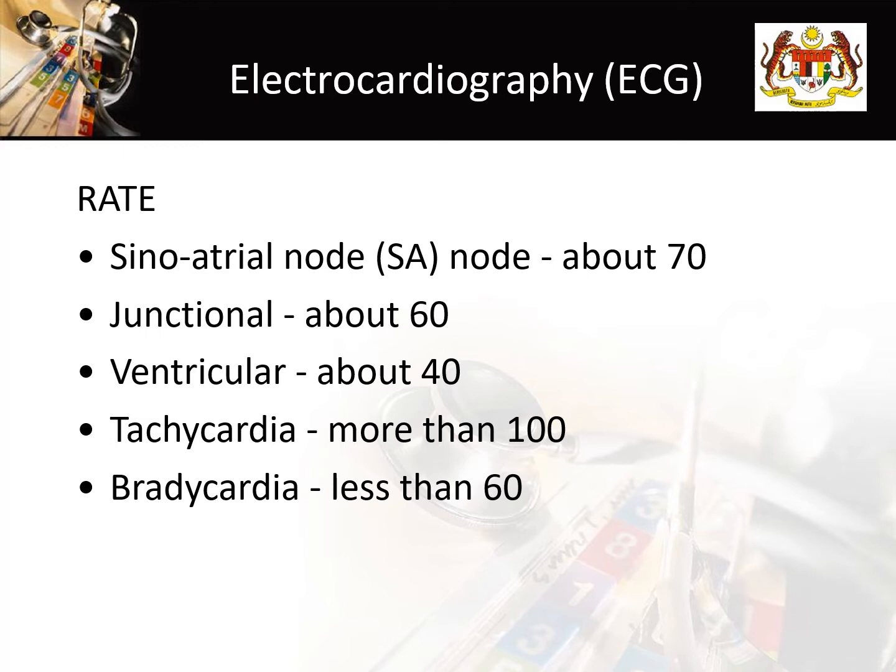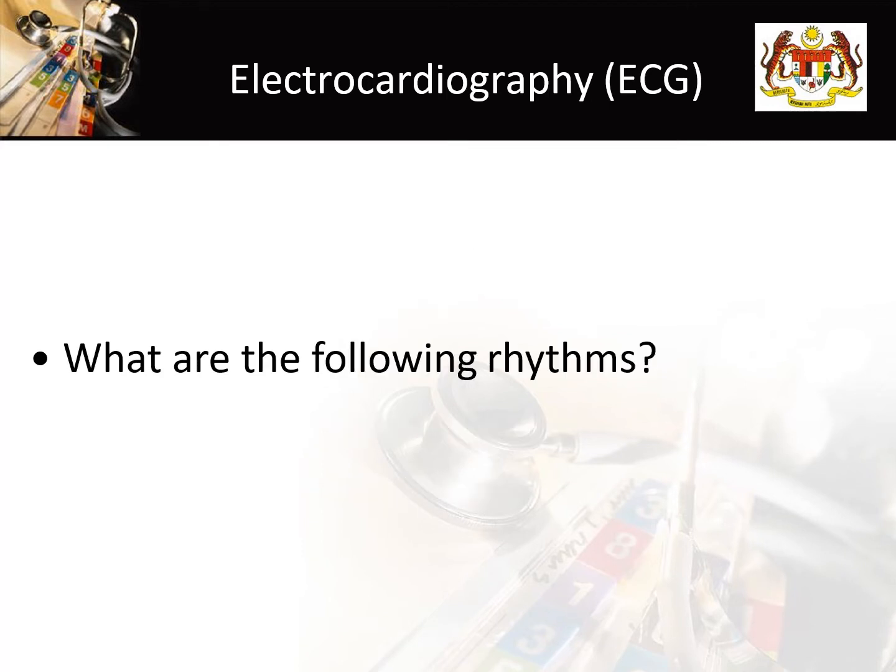Next, you need to know the definitions of tachycardia and bradycardia. Tachycardia is when the heart rate is more than 100. Bradycardia is when the heart rate is less than 60. Next we want to know the rhythms, and we will discuss one by one the characteristics of the common rhythms that we need to know in advanced cardiac life support. They consist of normal sinus rhythm, tachyarrhythmia, and bradyarrhythmia.